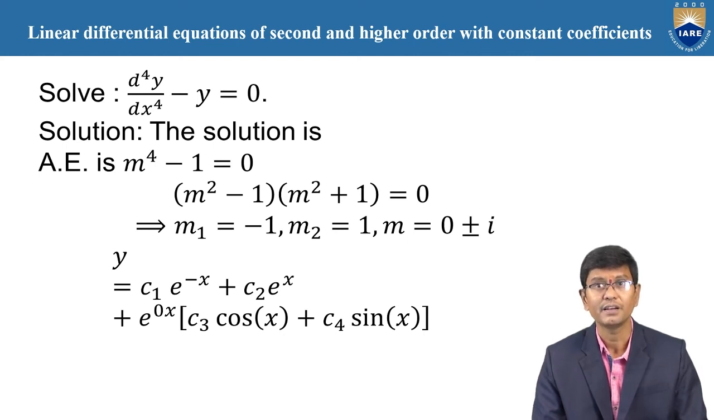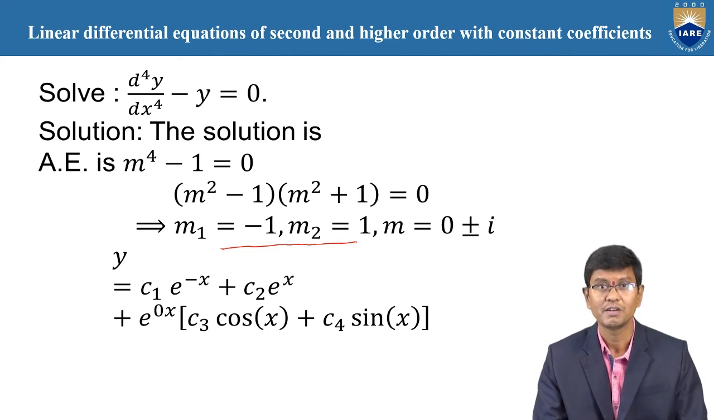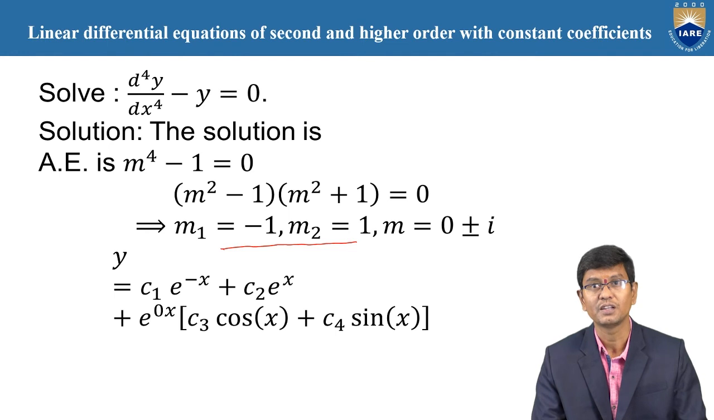That means here m1 and m2 are the unrepeated different roots and the other roots are complex. Therefore, with the help of the complex roots and the combination of the different roots, when we write that solution, y is equal to c1 into e power minus x plus c2 into e power x plus e power of 0x into (c3 into cos x plus c4 into sin x) is the solution.